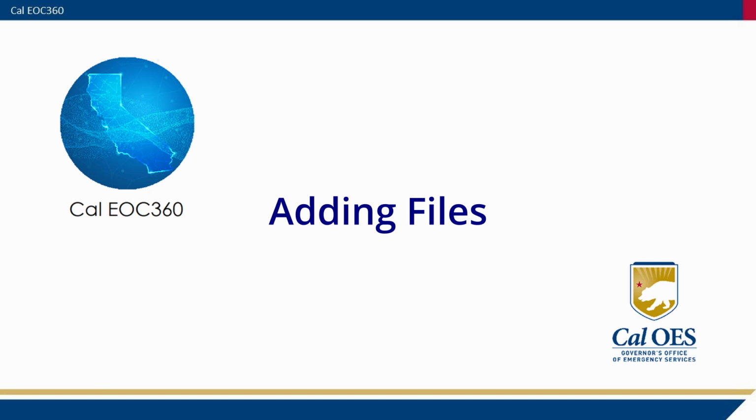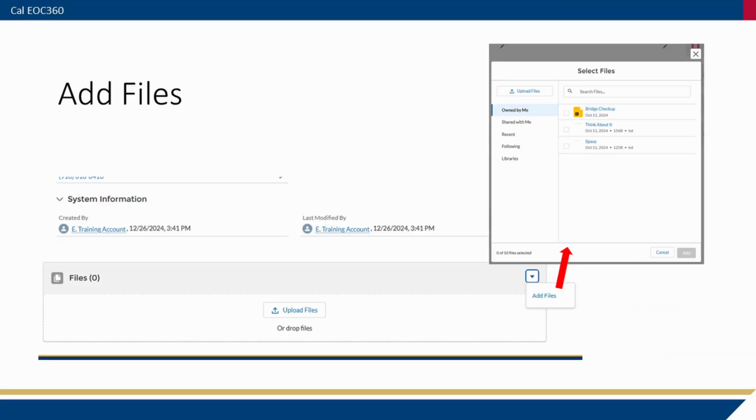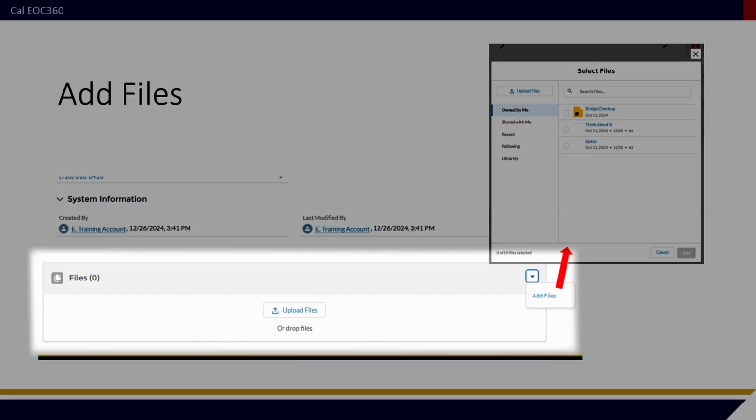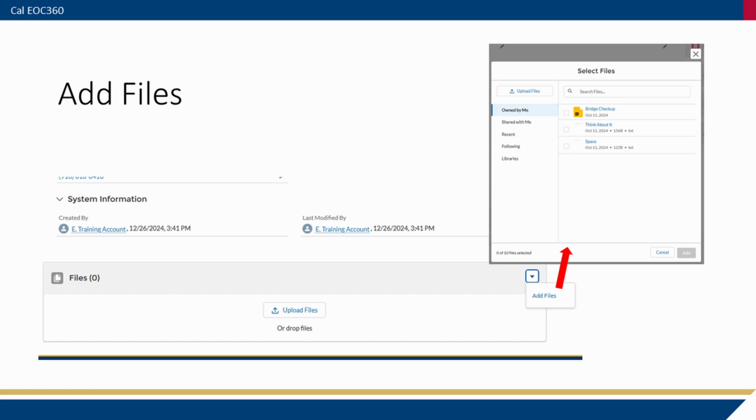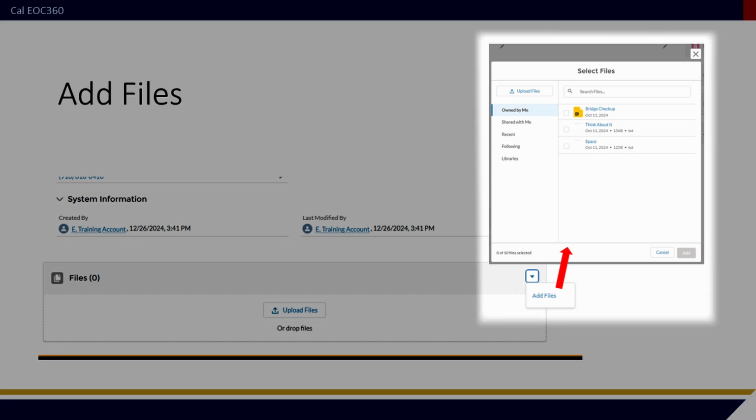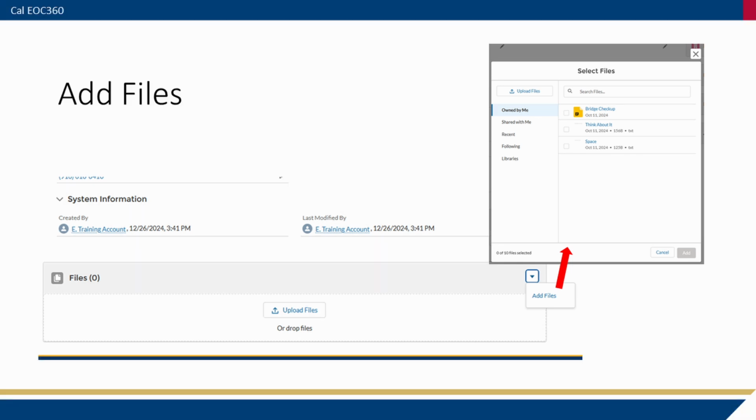Adding files. At the bottom of the details page, as on many other pages, is a field for uploading or adding a file. You can drag and drop a new file or use the Add Files button to upload and find and attach a file that's already in the system.